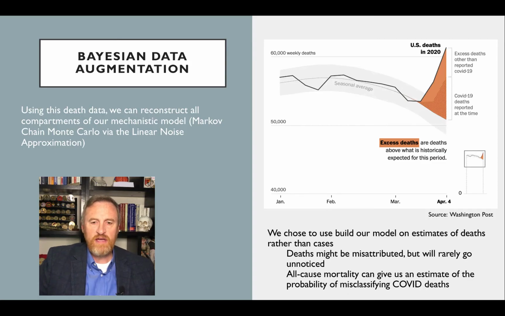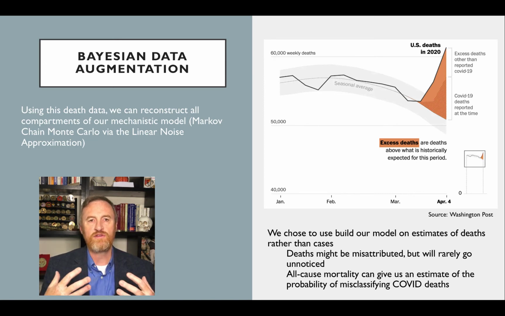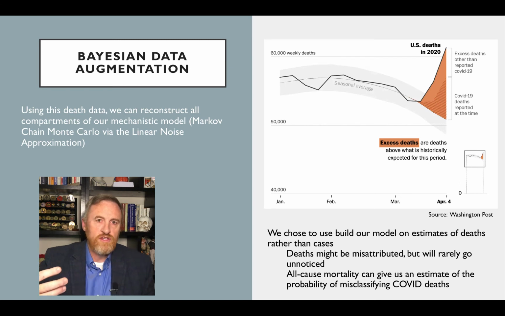So with the Bayesian data augmentation, we are going to use the death data as the most reliable data that's reported on coronavirus. And there's a few reasons for that. But we're going to use the death data to then reconstruct a Markov chain and then use Monte Carlo via a linear noise approximation to address the uncertainty in our estimates. And we choose to use deaths rather than actual cases because while some deaths might be misattributed, they're rarely going to go unnoticed, and we can have a little more confidence in that measure.